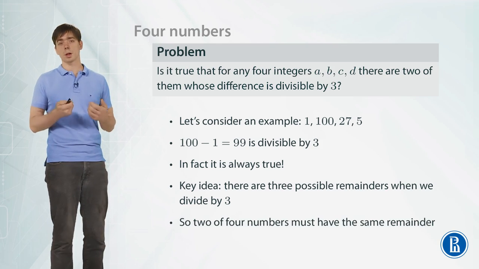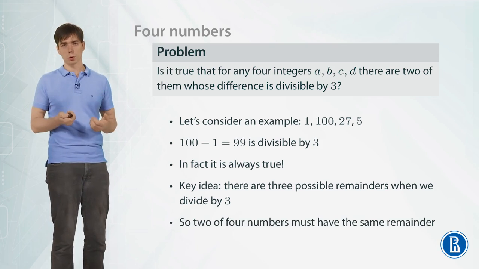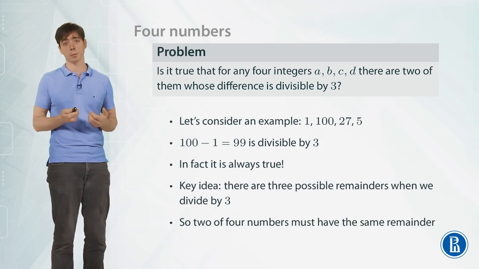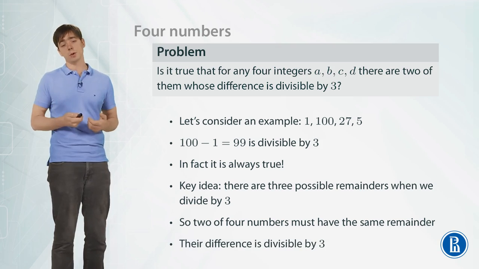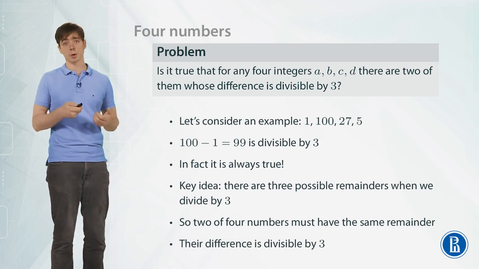So note that among these 4 numbers, at least 2 must have the same remainder when we try to divide them by 3. And so if we subtract these 2 numbers, as we already observed, the difference is divisible by 3. If 2 numbers have the same remainder when we divide them by 3, then their difference is divisible by 3. So it is always the case. Among any 4 numbers there are 2 such that their difference is divisible by 3.